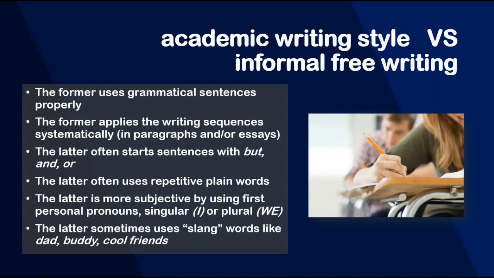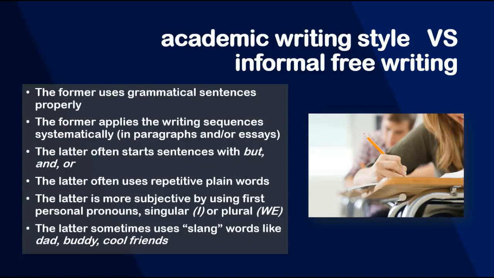And then, in the academic writing style, we need to apply the writing sequences systematically. In a paragraph, we have to start by writing the topic sentence, followed by the supporting sentences, and end with the concluding sentence. While in essays, we start with the introductory paragraph, followed by the body paragraphs, and end with the concluding paragraph. And then in informal free writing, usually people start sentences with but, and, or. We cannot do that in the academic writing style because those are coordinating conjunctions that you can use only in the middle of the sentences.